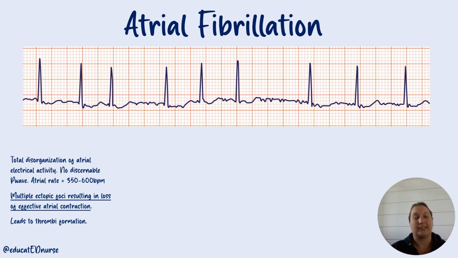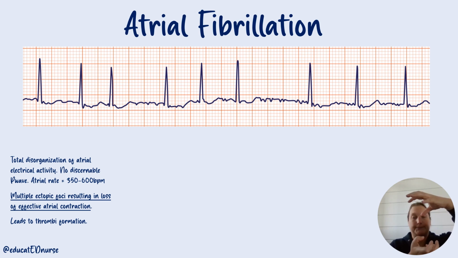Atrial fibrillation. You can just tell by looking at this EKG that something is abnormal, right? There's way too many P waves. It's irregular. It looks bizarre. We know it's a dysrhythmia, right? What is atrial fibrillation? Well, in a normal heartbeat, right, the atria will contract and then the ventricles will contract, like atria, ventricles, atria, ventricles.